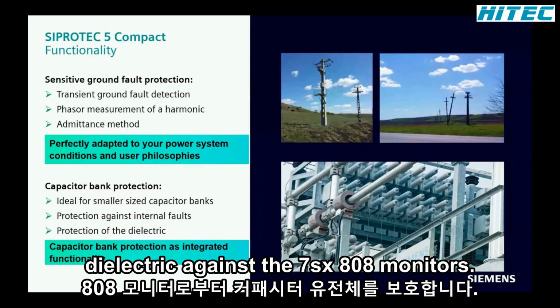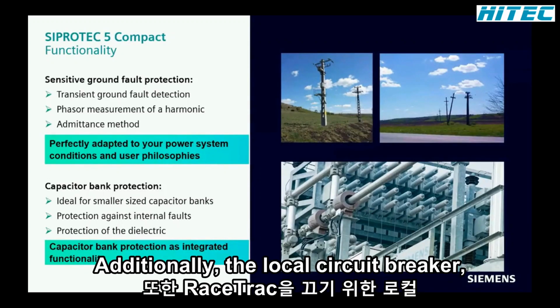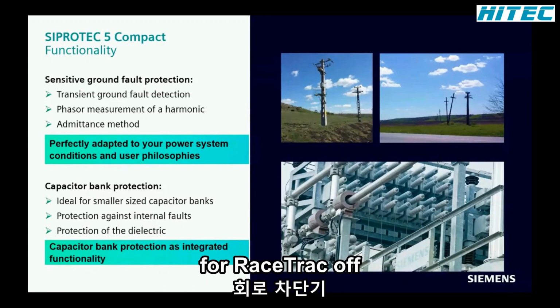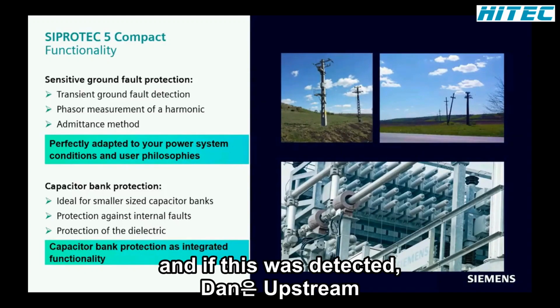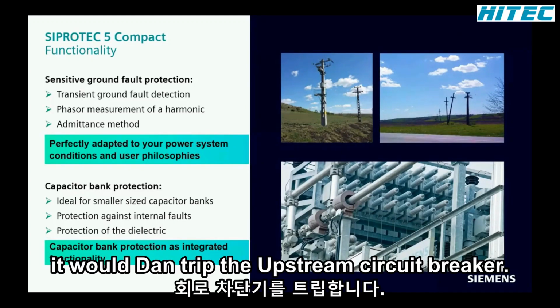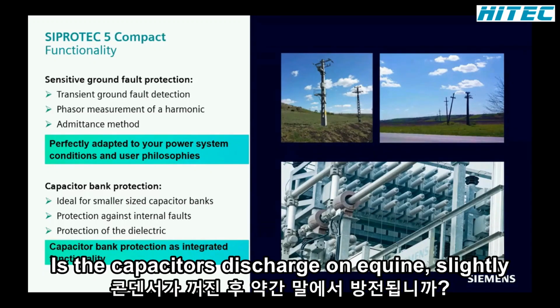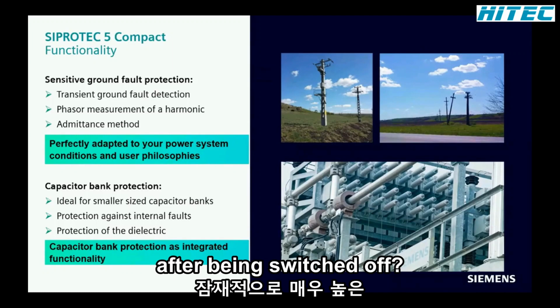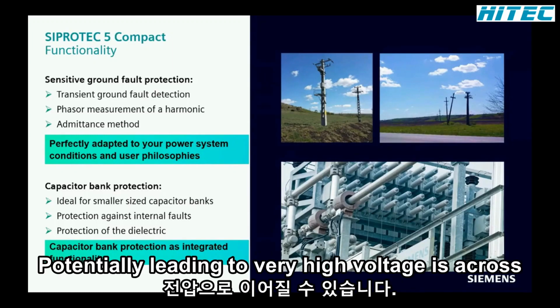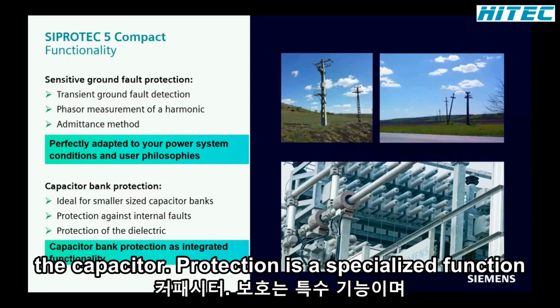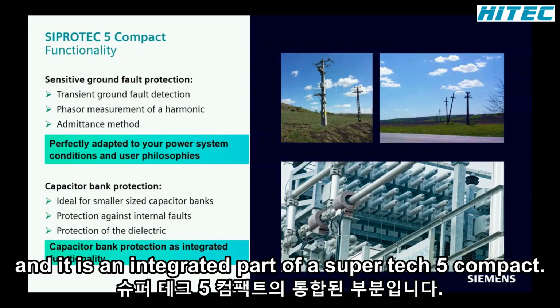The 7SX800 additionally monitors the local circuit breaker for restrike after opening, and if this was detected, it would then trip the upstream circuit breaker. This is necessary as the capacitors discharge only quite slowly after being switched off, potentially leading to very high voltages across the circuit breaker poles. So as you can see, capacitor protection is a specialized function, and it is an integrated part of our SIPROTEC 5 Compact.